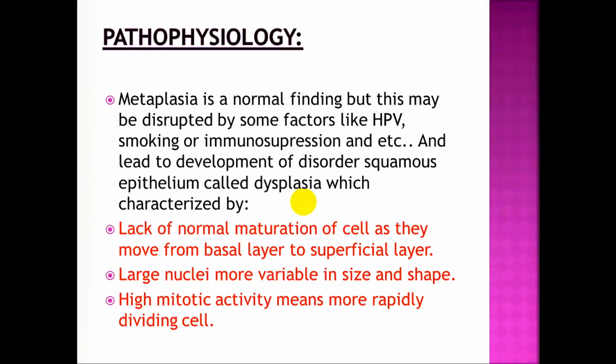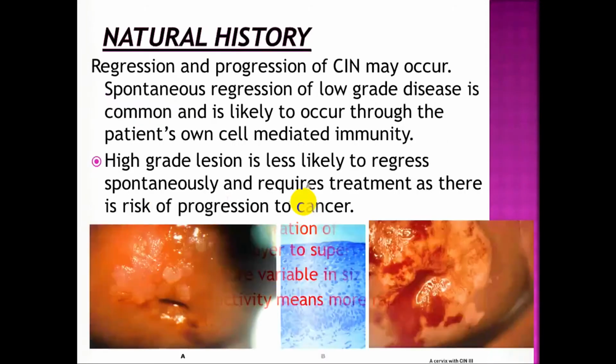Pathophysiology: metaplasia is a normal finding, but this may be disrupted by factors like human papillomavirus, smoking or immunosuppression, and lead to development of disordered squamous epithelium called dysplasia, which is characterized by lack of normal maturation of cells as they move from the basal layer to the superficial layer, large nuclei, more variable in size and shape, and high mitotic activity, meaning more rapidly dividing cells.